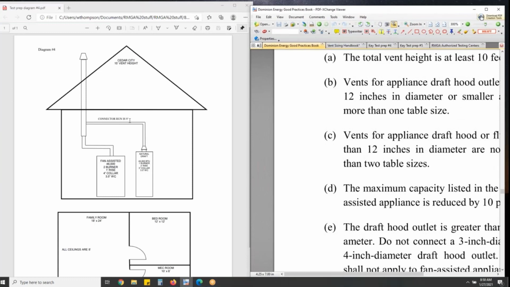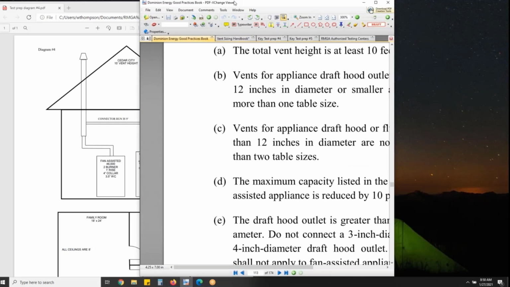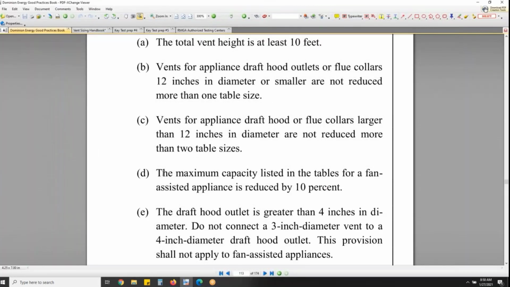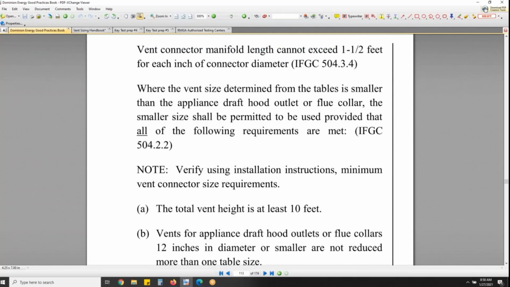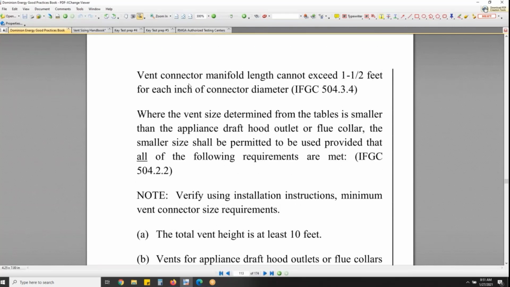So we have a connector run that is 9 feet long. Okay. So the maximum capacity listed in the tables for fan assisted appliances is reduced by 10%, and that is because the vent connector or manifold length cannot exceed 1.5 feet for each inch of connector diameter. So it can't be bigger than 1.5 of the diameter, okay? That's what the rule's telling us.